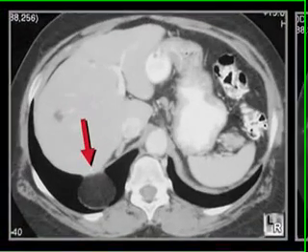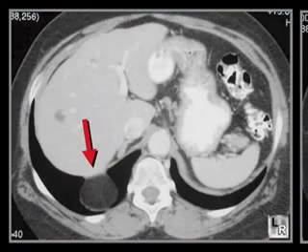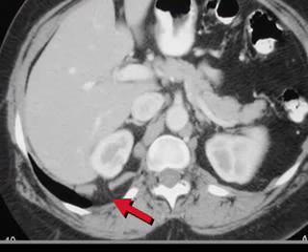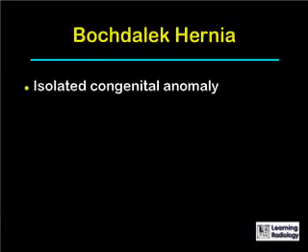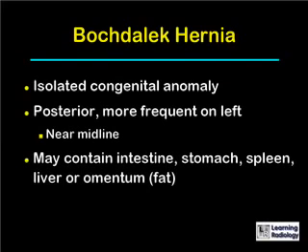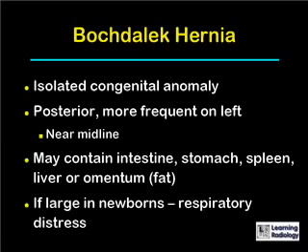The red arrow in this image is pointing to fat which has herniated through a defect in the diaphragm. In this image, the red arrow is pointing to the actual defect in the diaphragm itself. Bochdalek hernias usually occur as isolated congenital anomalies. They are posterior, more frequently on the left, and usually near the midline. They can contain intestine, stomach, spleen, liver, or the fat of the omentum, as in this case. If large in newborns, they can produce respiratory distress and lead to hypoplasia of the involved lung.